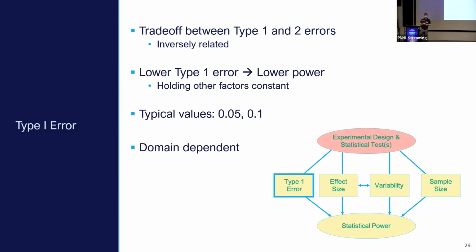And as mentioned before, there is that trade-off and inverse relationship between type 1 and type 2 error, which means that there becomes a direct relationship between the type 1 error and power. So a lower type 1 error is going to lower the power, holding all other factors constant. And some typical values for that type 1 error, which is the p-value, are things like 0.05 and 0.1, and it is heavily domain dependent.